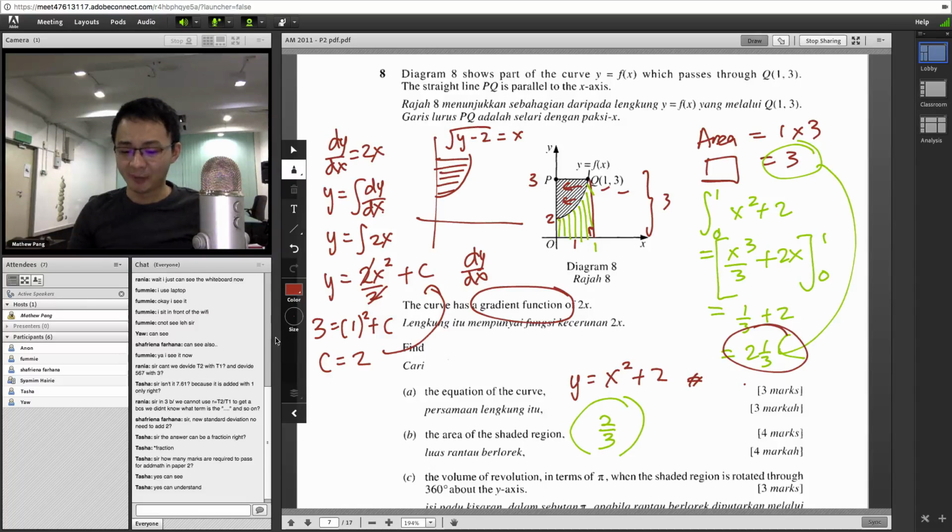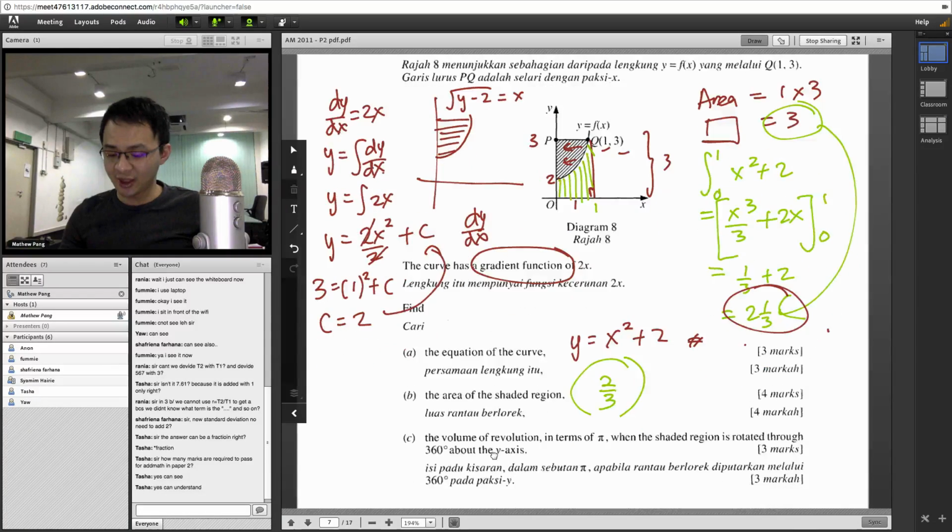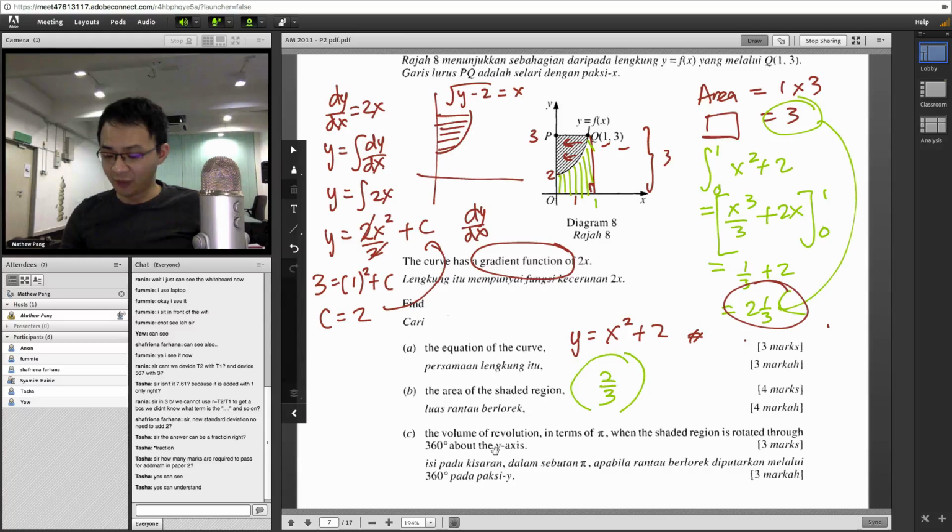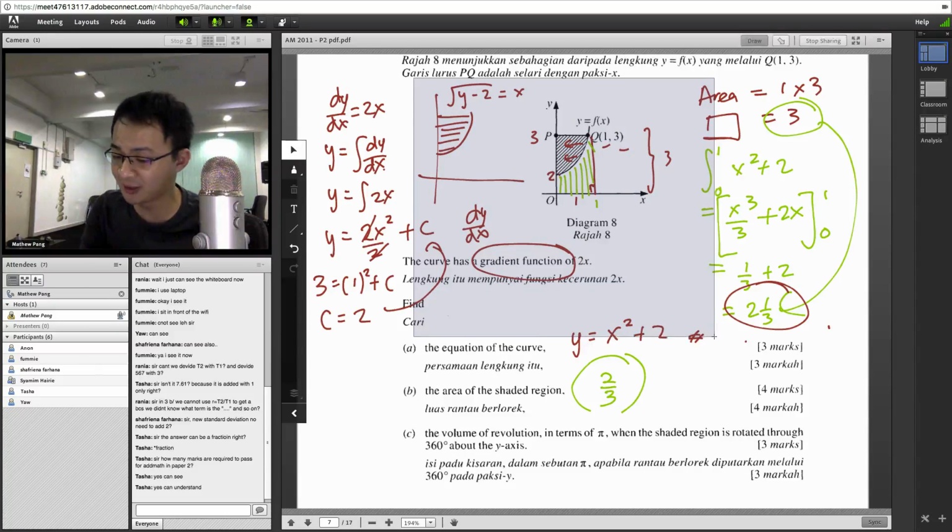Then for part C, the question says: find the volume of revolution in terms of pi when the shaded region rotates 360 degrees about the y-axis. That means the shaded region here, let me just erase the unnecessary things.